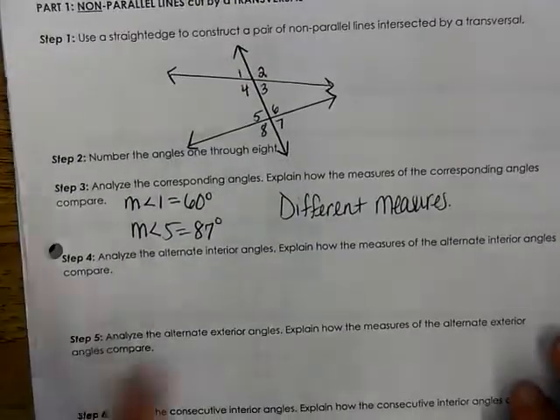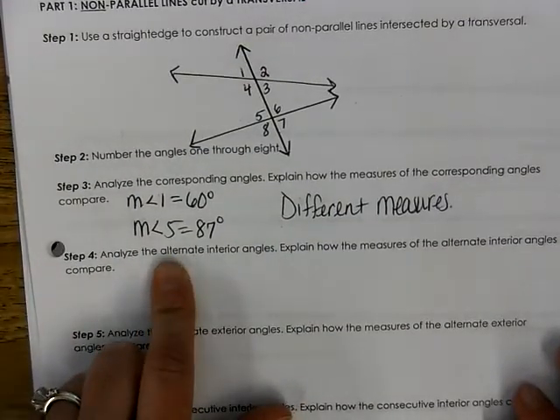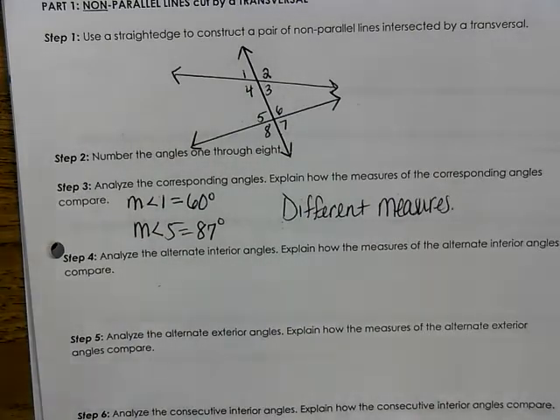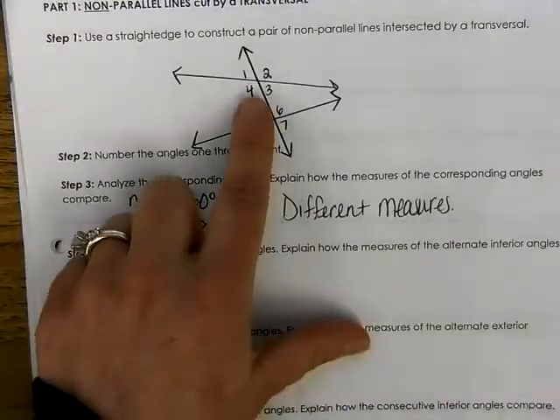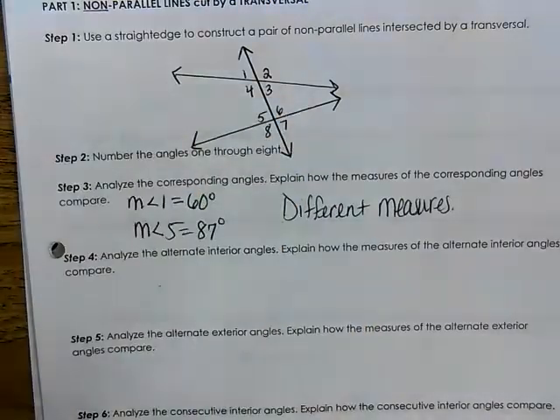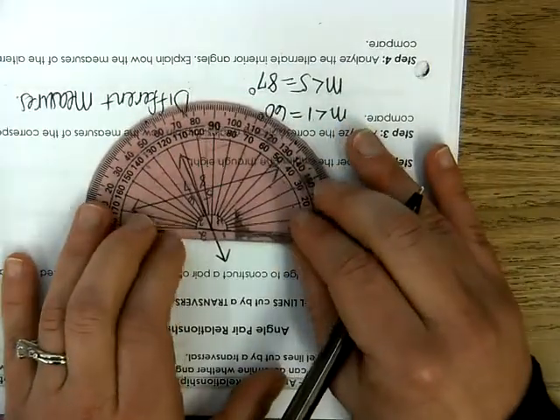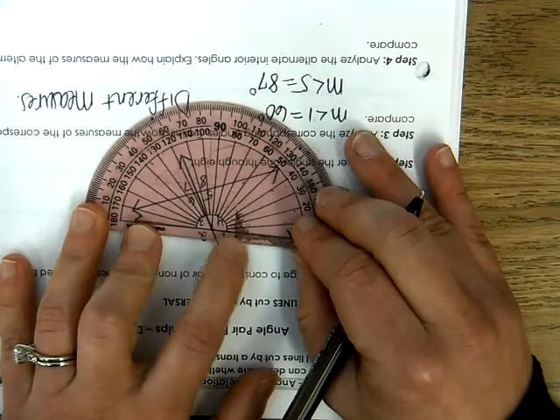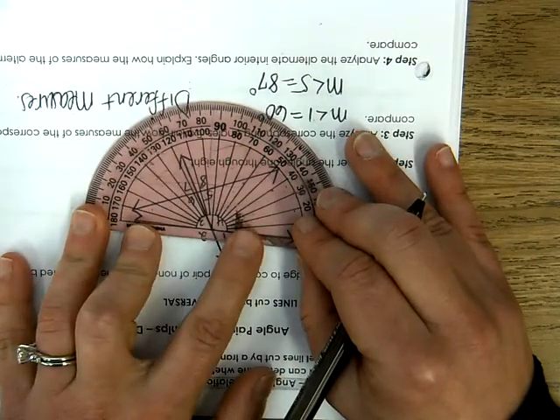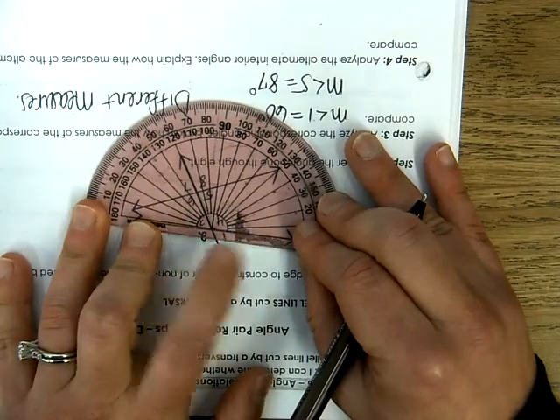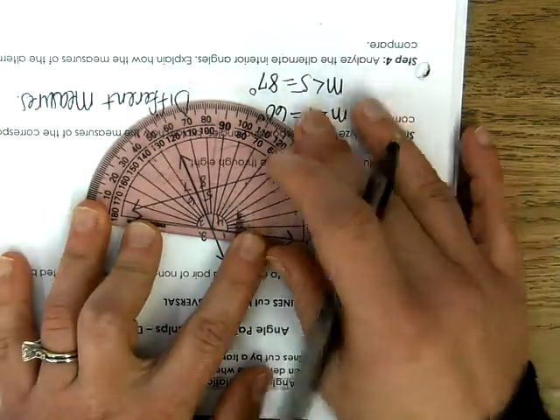Now let's go ahead and analyze a pair of alternate interior angles. So we're just identifying a pair. We don't need to look at all of them, just a pair. And I know that angle 4 and angle 6 are alternate interior angles. So let me go ahead and see if I can find this measure. It might require me to flip this upside down. And it appears that the measure of angle 4 is about 120 degrees.